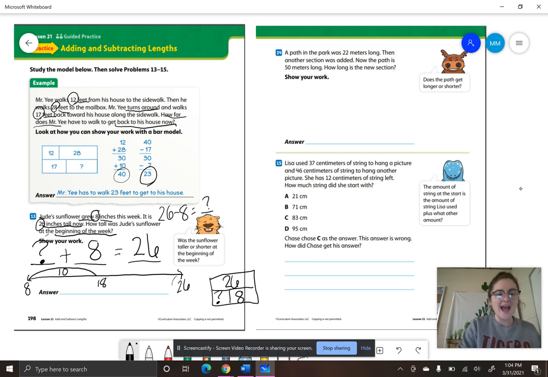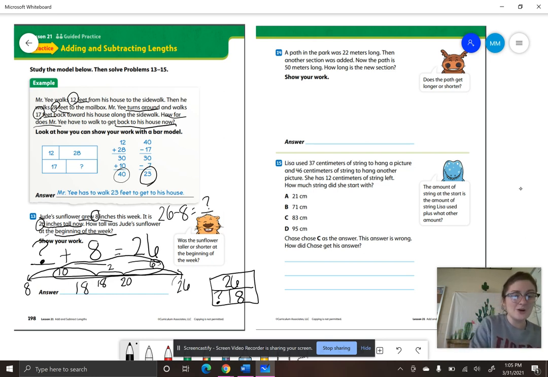Now I am going to add 2 ones because I want to have an even number of tens. So 18 plus 2 is 20. And now I'm going to add 20 to add on 6 ones because 20 plus 6 is 26. When I count up all of my jumps, I will find out how many inches tall the flower was at the beginning of the week. So 10 plus 2 is 12, and 12 plus 6 is 18 inches.